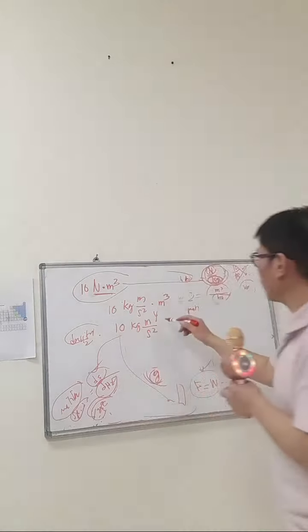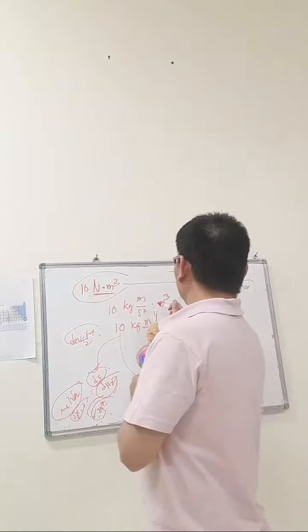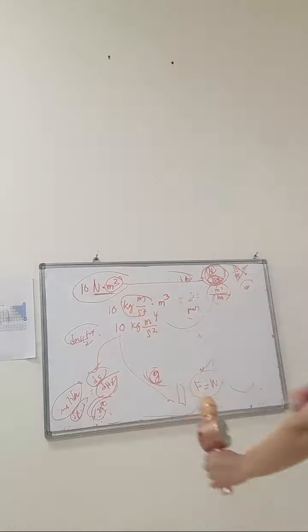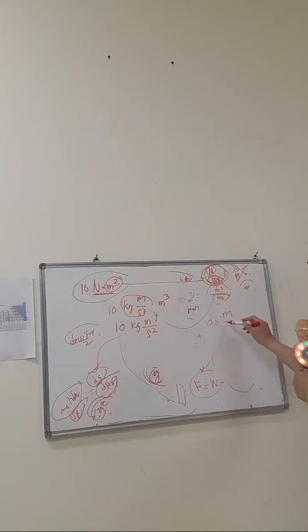But it is not equal to Newton per kilogram. So we need to use the volume, the density. Volume is equal to mass over density, or density is mass over volume. Okay. So to get the mass, mass is equal to the density times the volume.